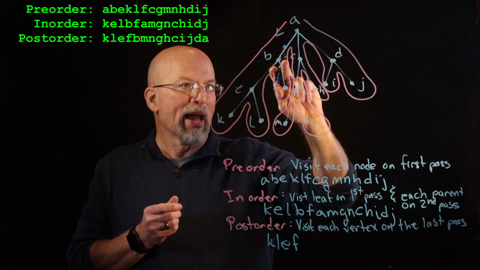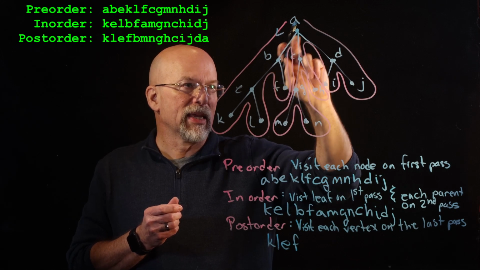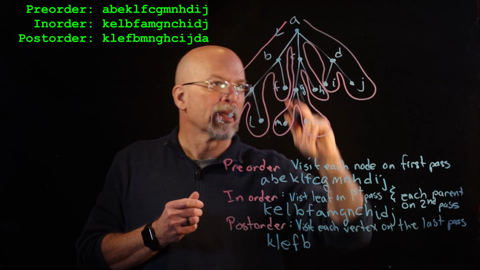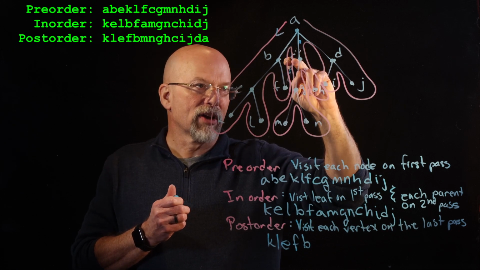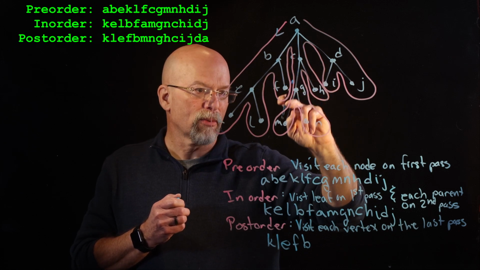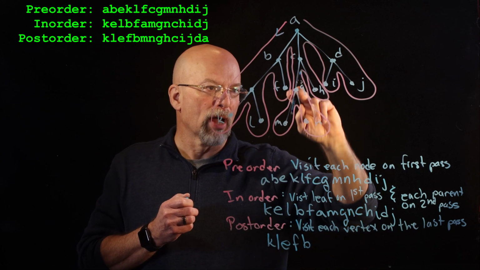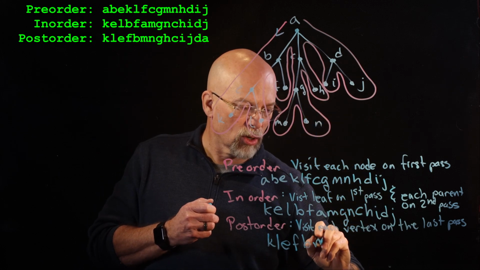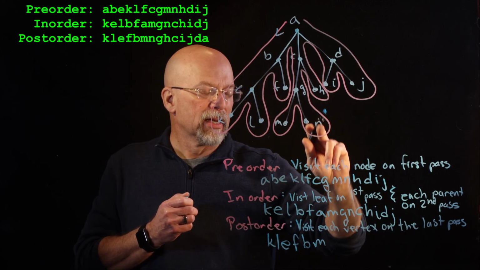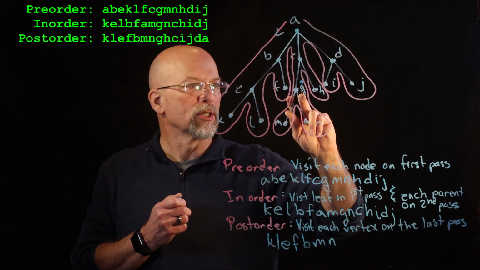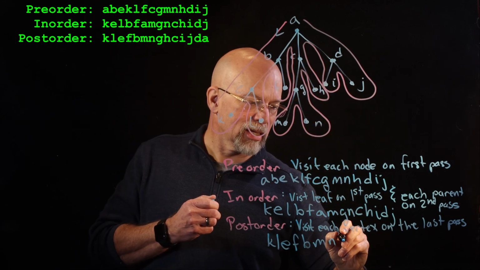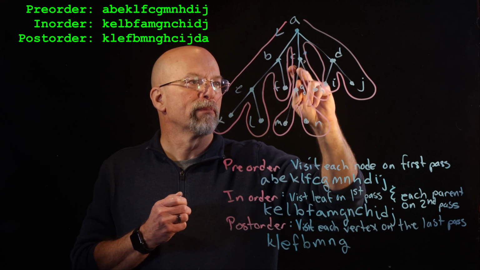Now we are on our way back up to the root of B, so we do visit B. We come down. C is going to have another pass, so don't worry about it. G is going to have another pass, so don't worry about it. M, we're heading back up towards G, so we do. N, we head back up to G, so we do. G is headed back up to C now, so now we visit G.